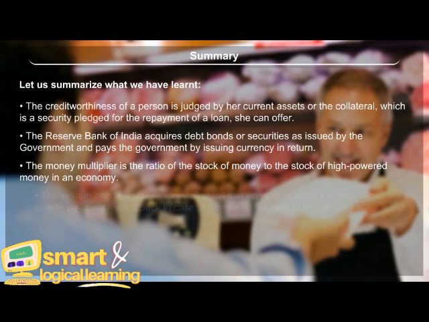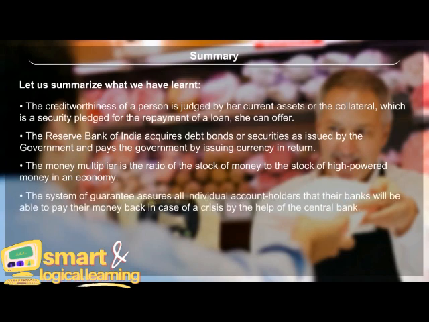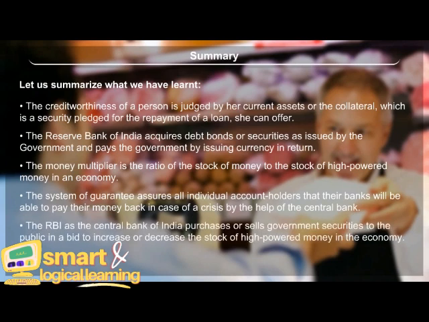The system of guarantee assures all individual account holders that their banks will be able to pay their money back in case of a crisis with the help of the central bank. The RBI, as the Central Bank of India, purchases or sells government securities to the public in a bid to increase or decrease the stock of high-powered money in the economy.